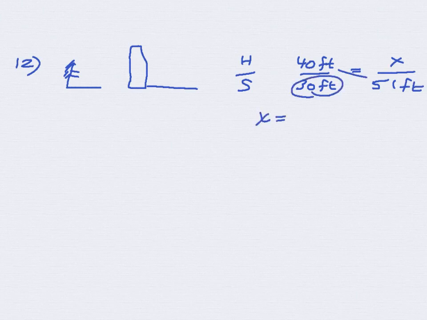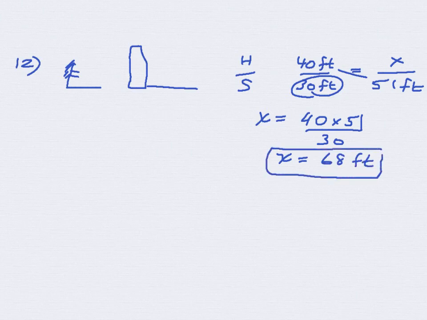The height of the building then is going to equal the product of 40 times 51 divided by 30, and the top number, which is the height of the building, is going to be 68 feet, which you should anticipate as being reasonable because for a shadow of 30 feet with a tree, the height was 40, which is larger, so for 51, the answer 68 is reasonable.